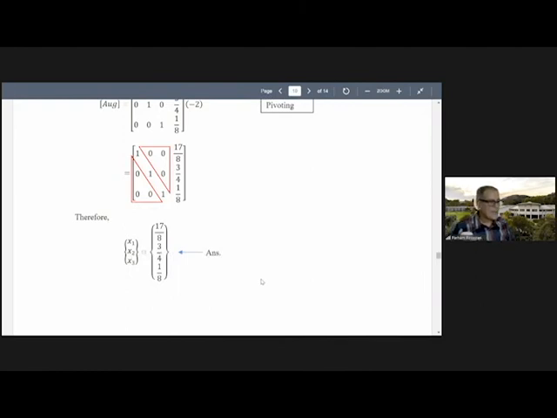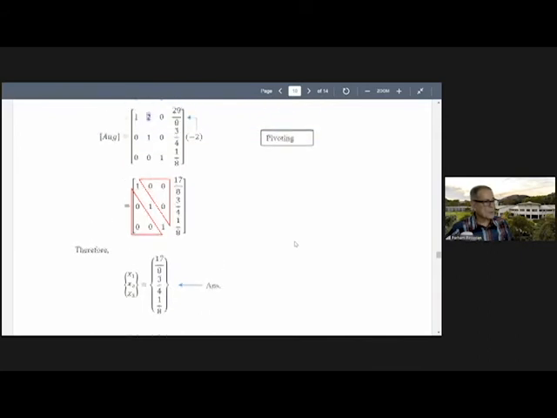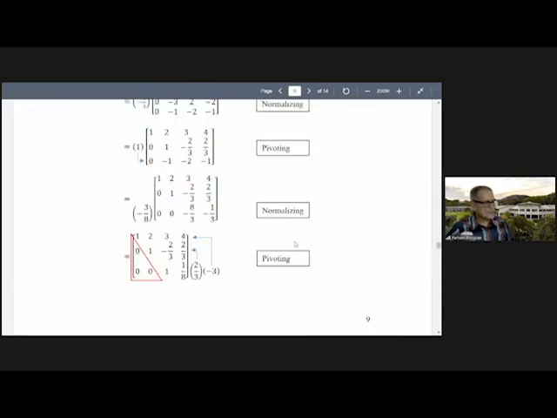All right, any questions on this before looking at another example? No questions on this.